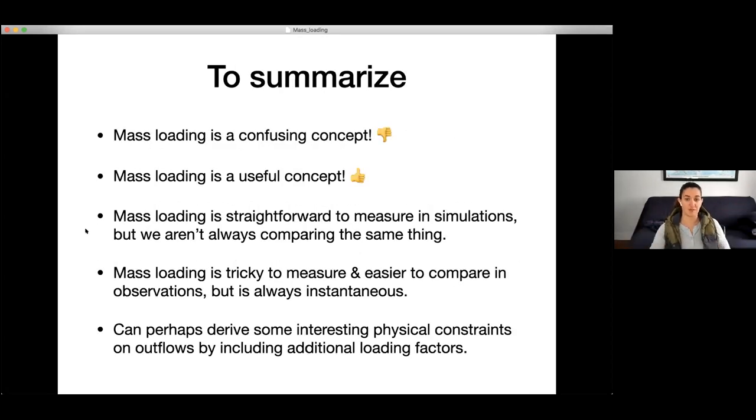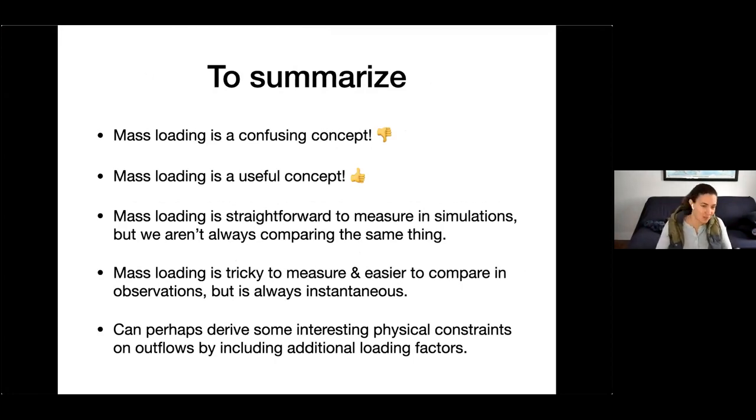Okay, so summarizing. Mass loading is confusing, thumbs down. Mass loading is useful, thumbs up. I don't know. Mass loading is straightforward to measure in simulations, but we're not always comparing the same thing. It's tricky to measure in observations, but it's easier to compare. And maybe we can get some interesting physical constraints if we include these additional mass loading factors. This is really just supposed to be a point to bring up for discussion. So I'll stop. I haven't been able to keep up with the chat, so we can talk about these things.